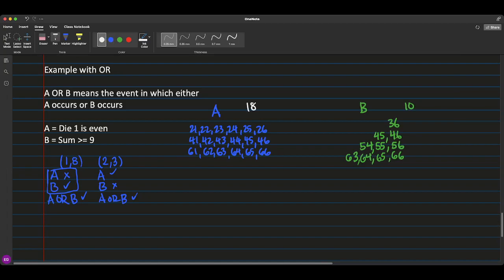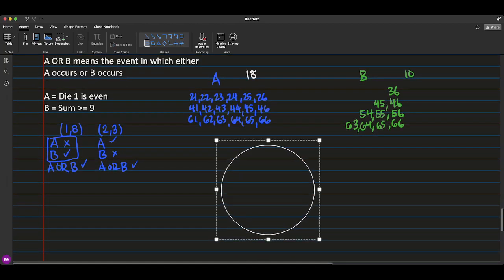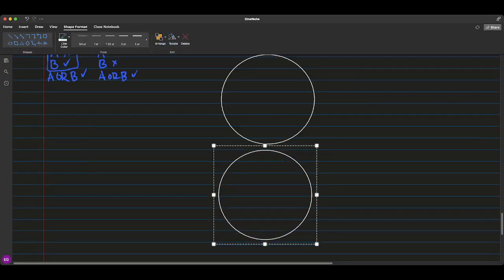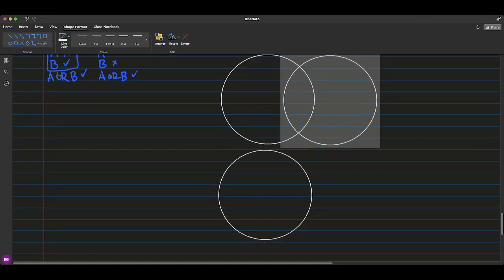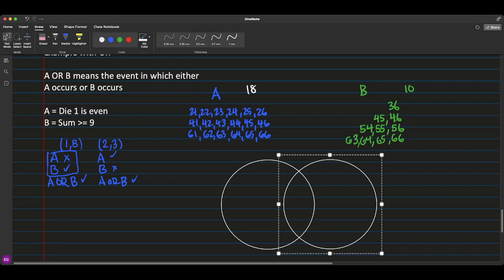Okay, so let's construct our Venn diagram. So I'm going to draw a circle. I'm going to draw another circle. And then there you get that. Okay, so remember, the overlap is the stuff that occurs in both of them.